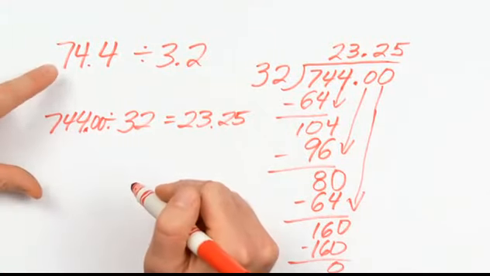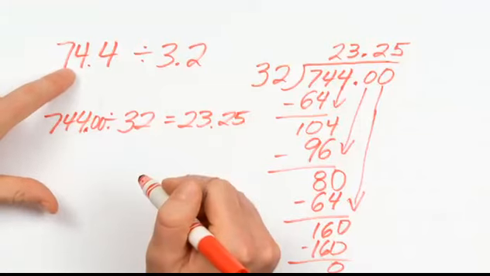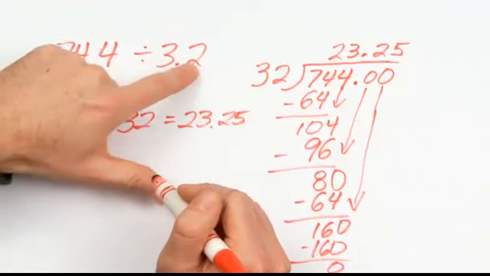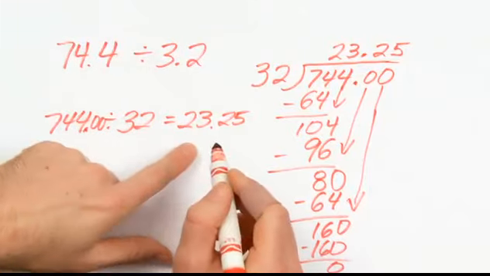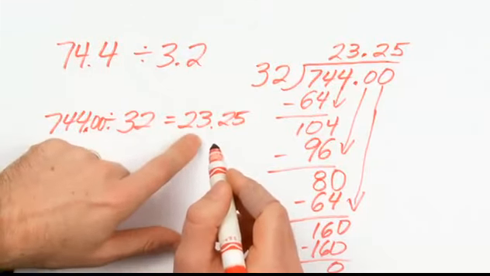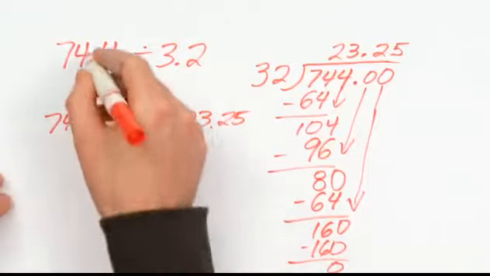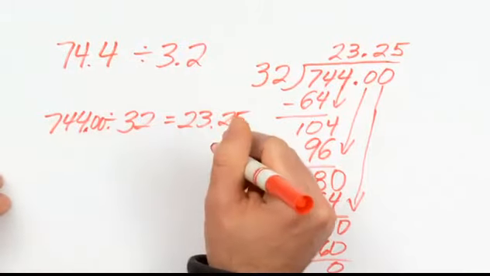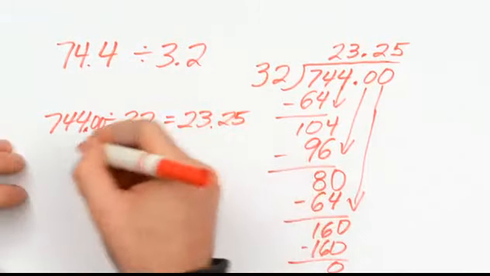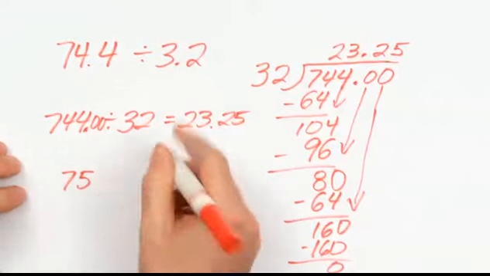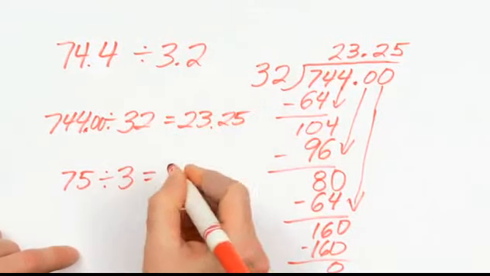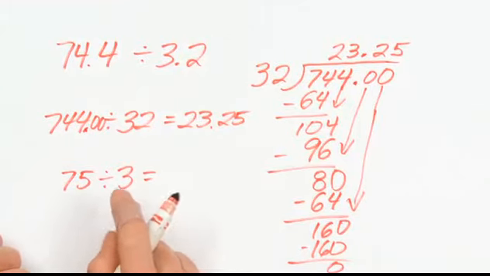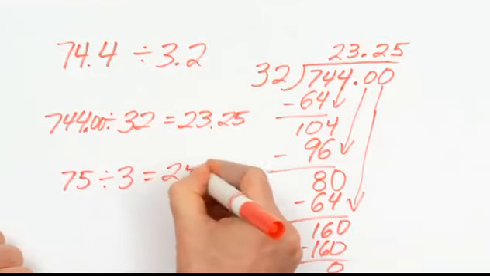How does that help us? Well, we know that 74 4/10 divided by 3 2/10, well, we don't know what that is yet. We know this, and we can use this information to help us find this. So let's think about that. 74 and 4/10 is close to 75. I'm going to write that down. And 3 and 2/10, well, that's really close to 3. And I can think of 75 divided into 3, I know I get 25.